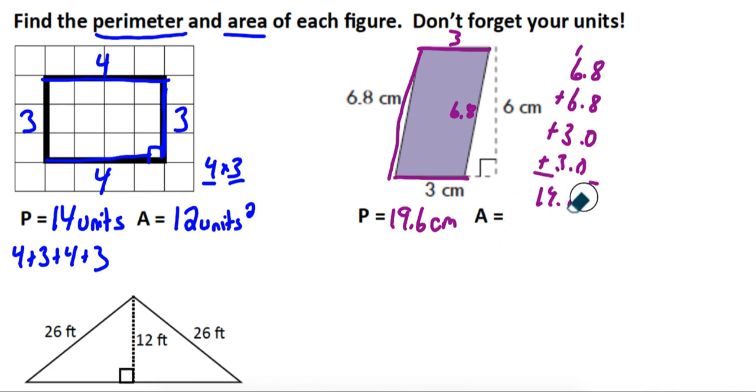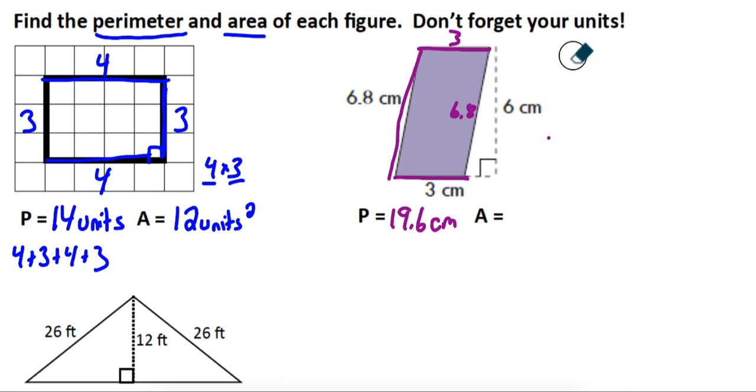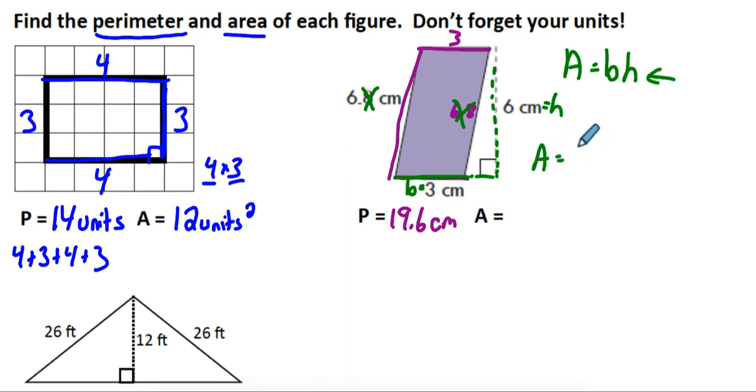Here's where you've got to be a little bit more careful. When you're finding area, remember it's base times height. So area is equal to base times height. But remember that height has to be at a right angle to the base. So my base is going to be 3, but my height is not the 6.8 because it doesn't meet at a right angle. I want to find this measurement here. That's going to be my height because it goes straight up from the base. So to find my area, I'm going to do 3 times 6. So I have an area of 18.